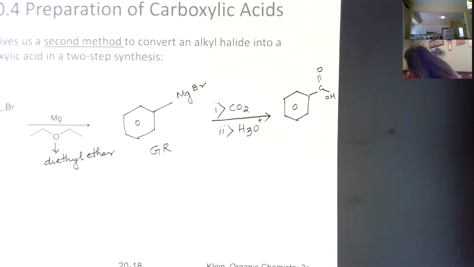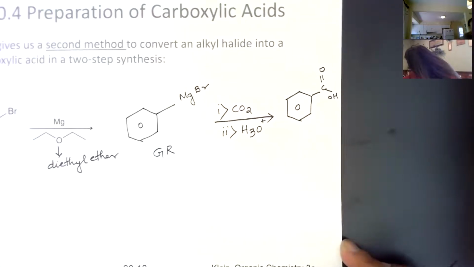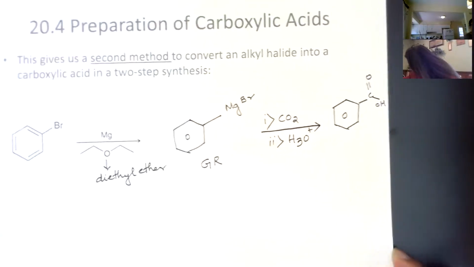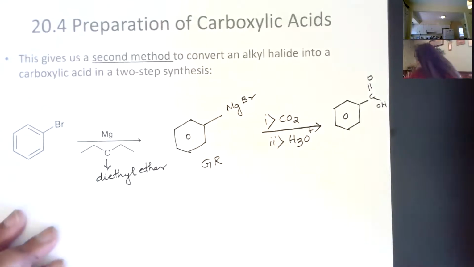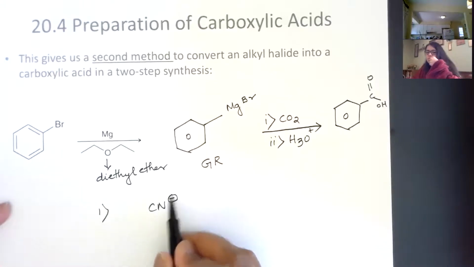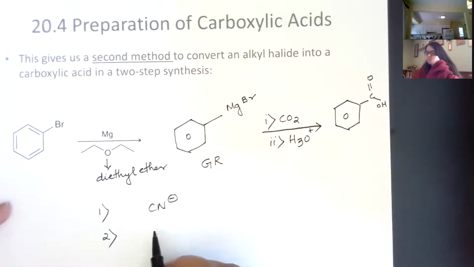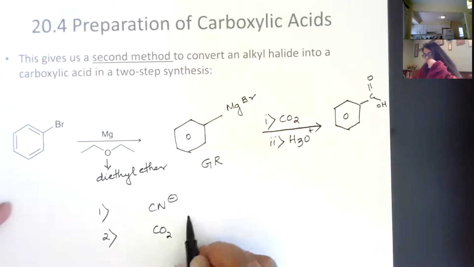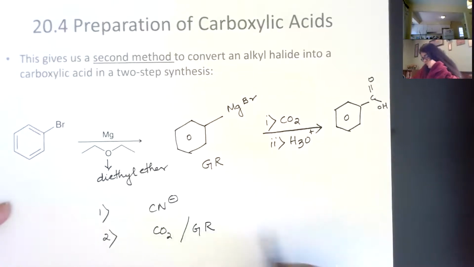Okay, trying to see what's the next one. Got that? So Grignard reagent, reaction to prepare benzoic acid. One is with CN minus, and two is with CO2. Grignard. Okay.